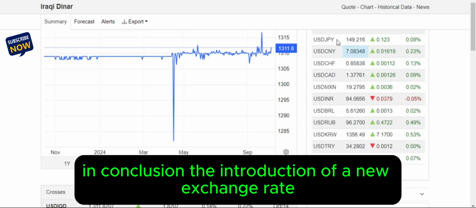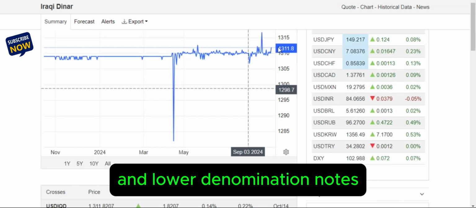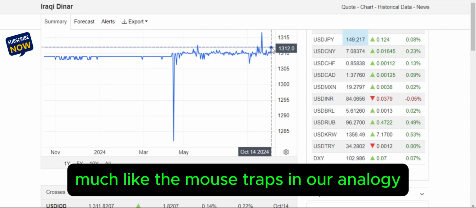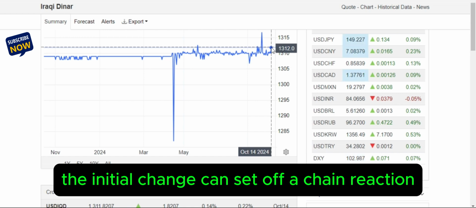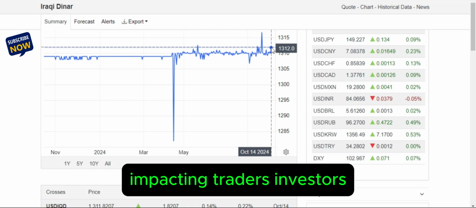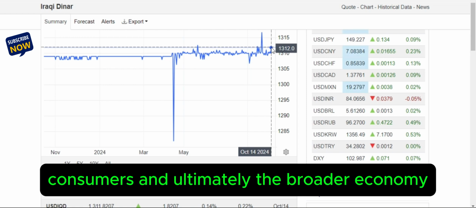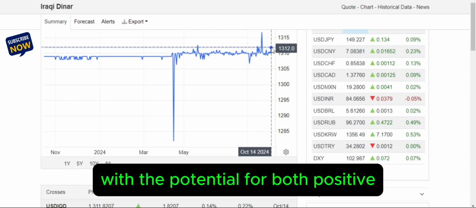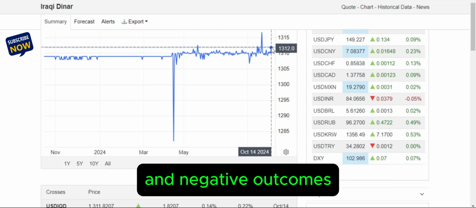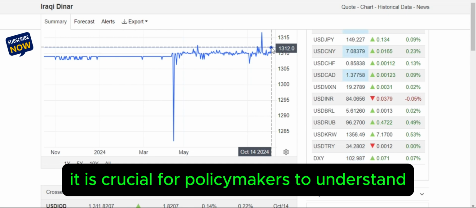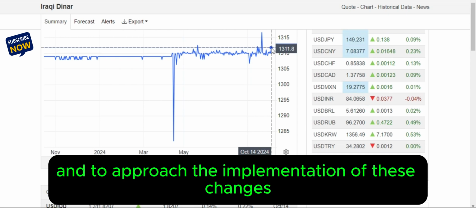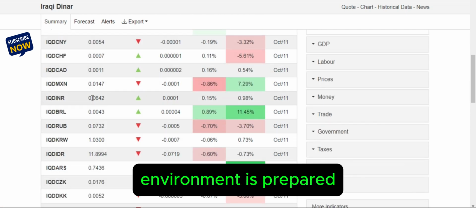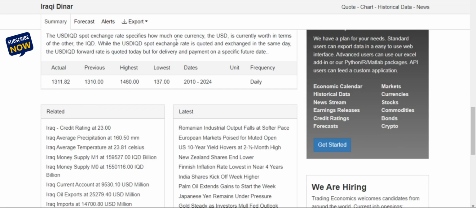In conclusion, the introduction of a new exchange rate and lower denomination notes is a complex and interconnected process, much like the mousetraps in our analogy. The initial change can set off a chain reaction, impacting traders, investors, consumers, and ultimately the broader economy. Each element of this process is intricately linked, with the potential for both positive and negative outcomes. It is crucial for policymakers to understand these dynamics and to approach the implementation of these changes with caution, ensuring that the economic environment is prepared for the impending transformations.